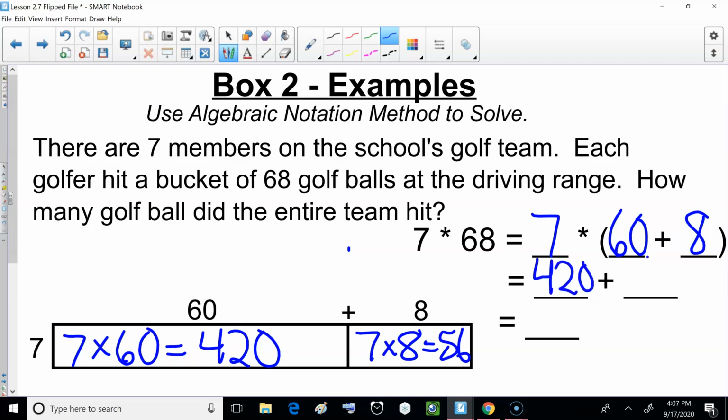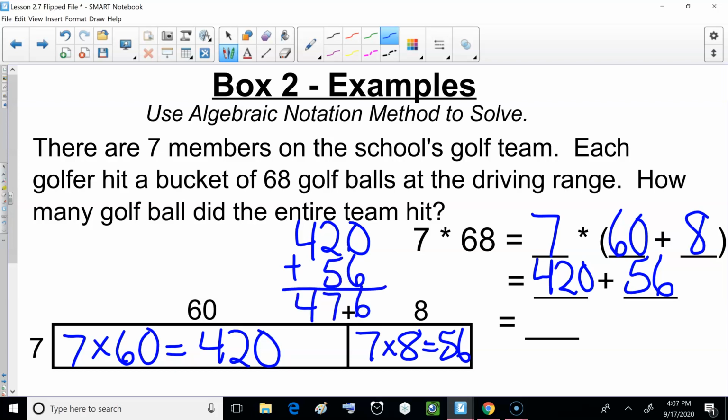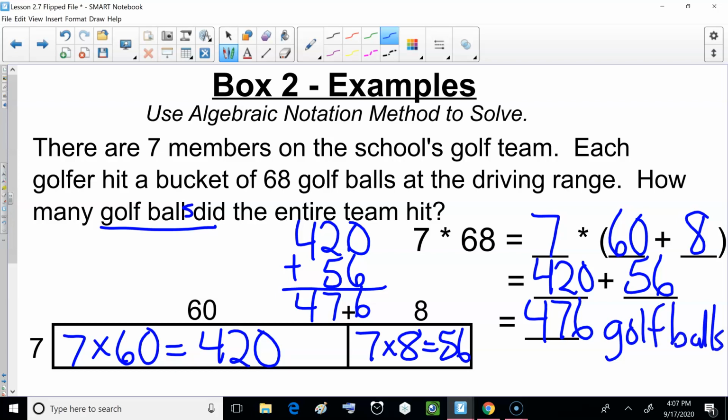Which means we're going to have an answer of 420 plus 56. When we add those two numbers up, it's a lot easier for me to add up and down, so I'm going to add this like this. We've got 6, we've got 7, and we've got 4. We have 476. But we know it's a word problem, so we have to give it a label. So I go back to my question. How many golf balls did the entire team hit? So it'd be 476 golf balls. So you're going to pause the video, write this example down, really focusing in on the algebraic notation method to really help us out with that.